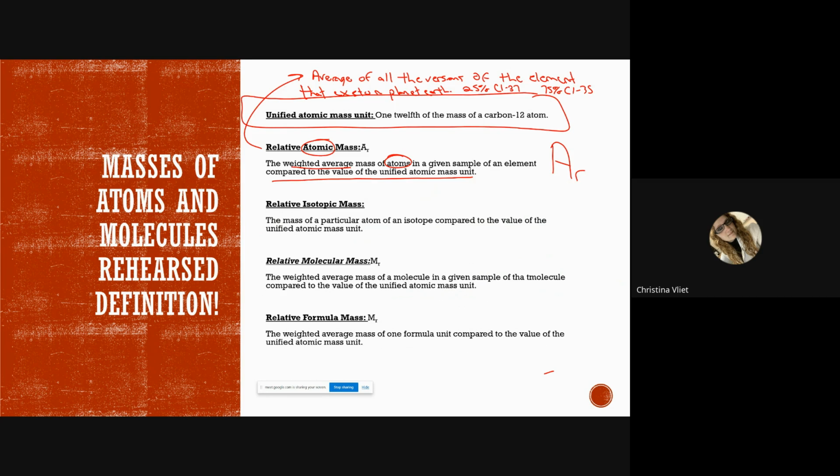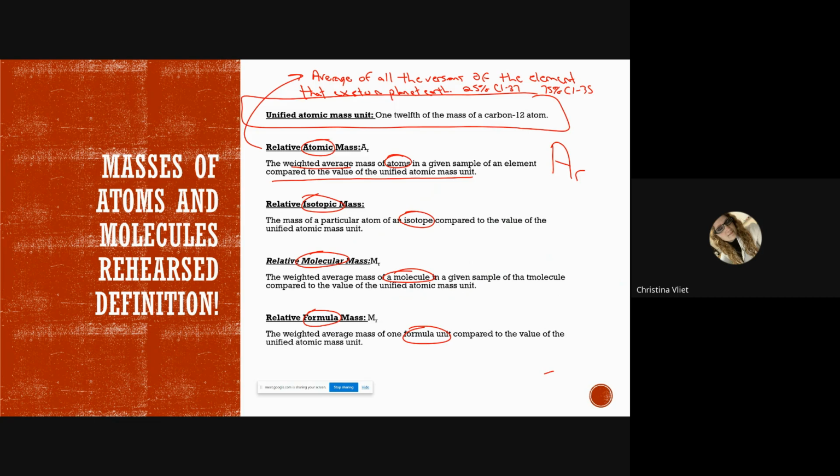And so this definition, I would just memorize word for word. And then when it says relative isotopic mass instead of atomic mass, I would switch out the word atom for isotope. If it says relative molecular mass, I would switch out the word atom for molecule. And if I see relative formula mass, I would switch out for the word formula unit, which you may not remember. Notice, the definition is supposed to be exactly the same, so just memorize the first one, and then switch out the word atom, isotope, molecule, formula unit.